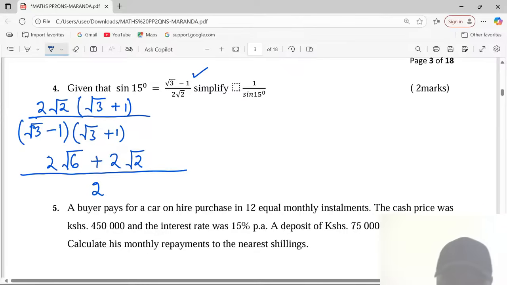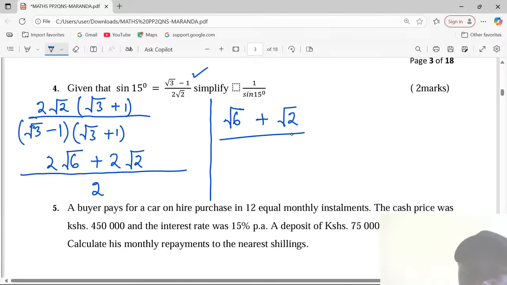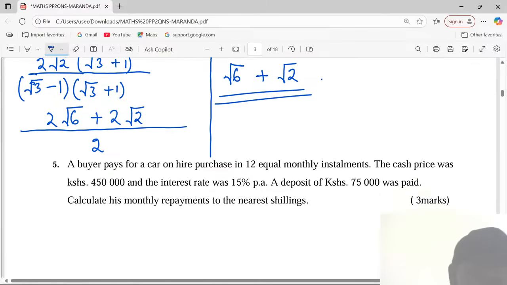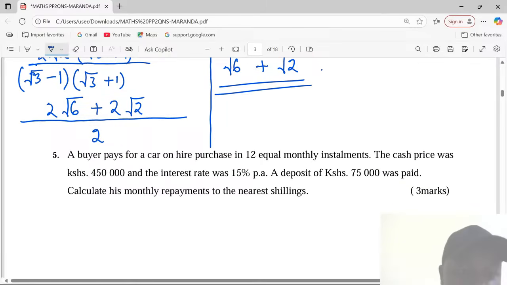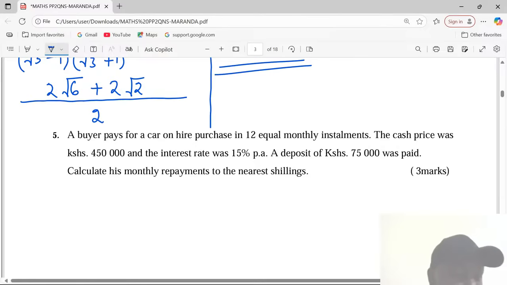Now you see, if at the denominator we have 2, we can simplify because both terms can be divided by 2. When we divide 2 root 6 by 2, we get root 6. When we divide 2 root 2 by 2, we get root 2. So the final answer should be root 6 plus root 2. It can't be simplified further. It is fully simplified.